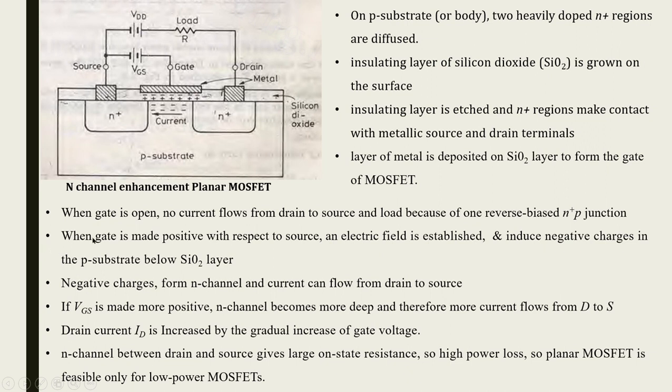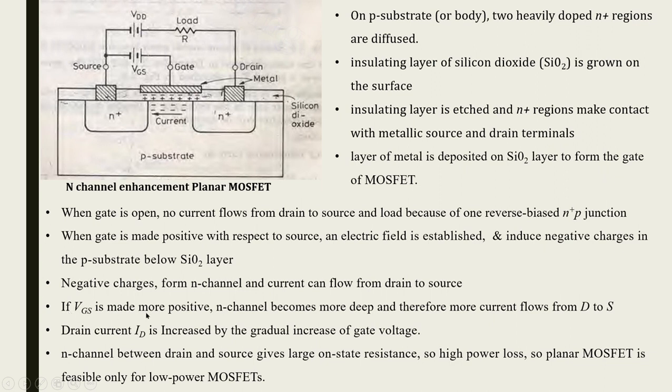Okay, so when the gate is made positive with respect to source, an electric field is established as shown here and induces negative charges in the P substrate below the SiO2 layer. Below the SiO2 layer, negative charges are induced, and the negative charges form the N channel, and current can flow from drain to source. Current will be flowing from drain to source, whereas electrons will flow from source to drain. Here N plus, here also N, and here also N. So current will be flowing from here to here when this VDD is connected.